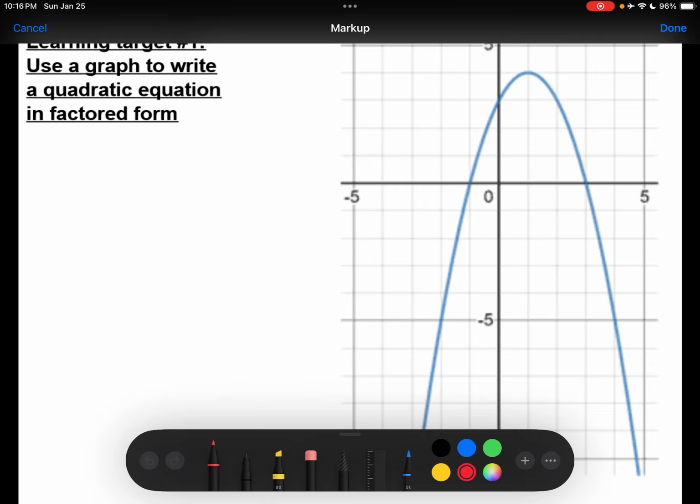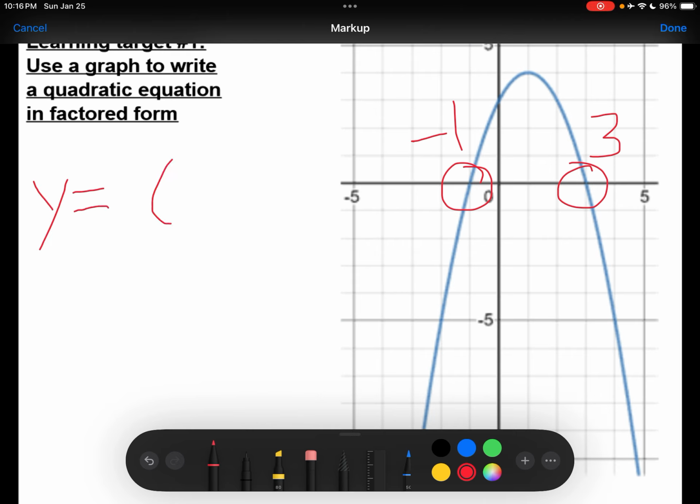First learning target is to use a graph to write the quadratic equation in factored form. This is very easy overall. There's only 2 critical points you need to look for: the 2 x-intercepts. Once you have the 2 x-intercepts, make sure you know what numbers they are. Start writing your equation in factored form.